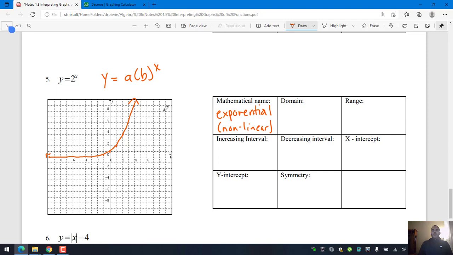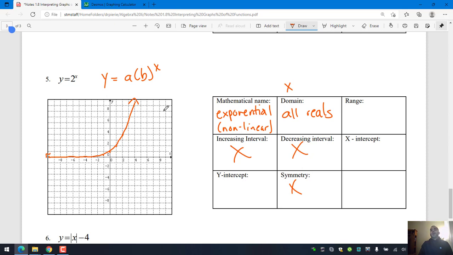Let's talk about the domain and range. Remember, domain is anything you can plug in for x. Right now, with this function, the way it's written, I can plug in any number for x that I want. I could plug in negative numbers, positive numbers, I could plug in 0. There are no domain restrictions, so I'll call this all reals.